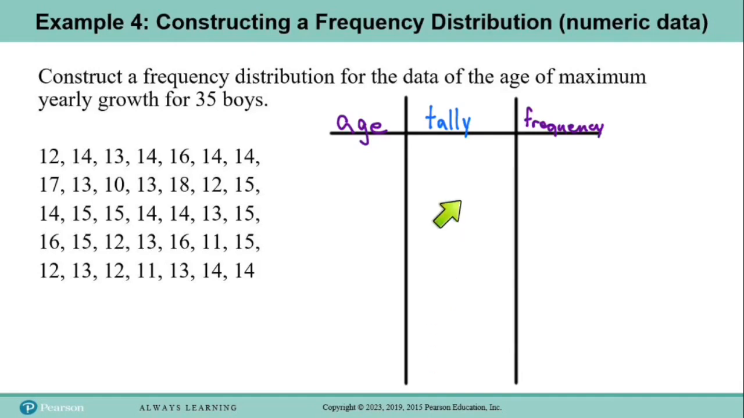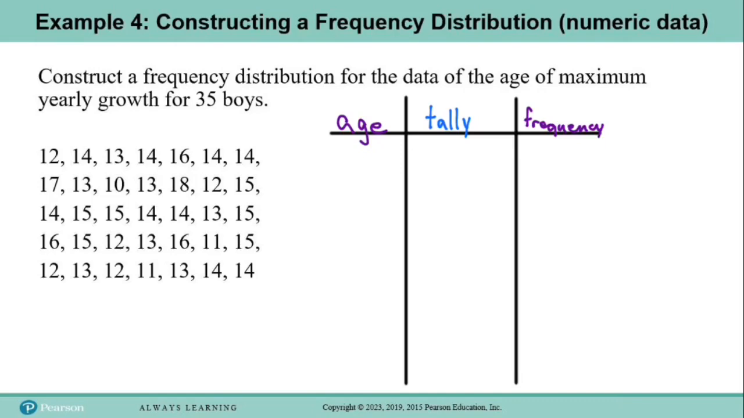I've put it in blue because this column is basically just scratch work. It is not really part of your finished table. The finished table that you would actually present to your audience would be the left column, which is the ages, and the right column, which is the frequency. You wouldn't necessarily need them to see how you counted everybody up, okay?